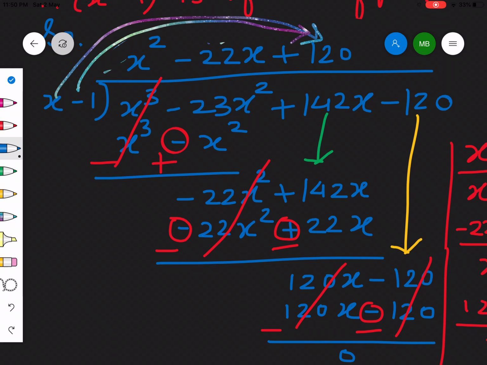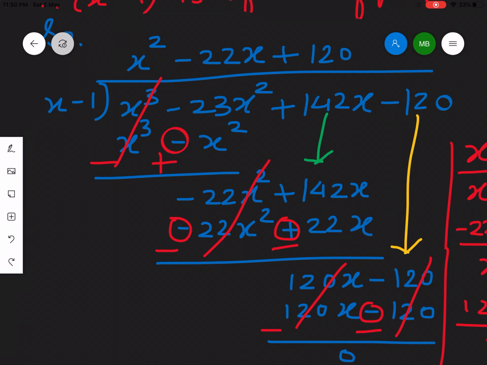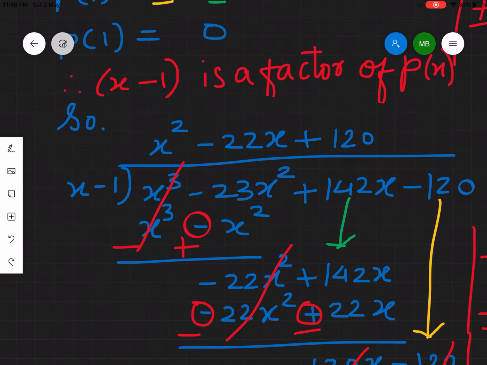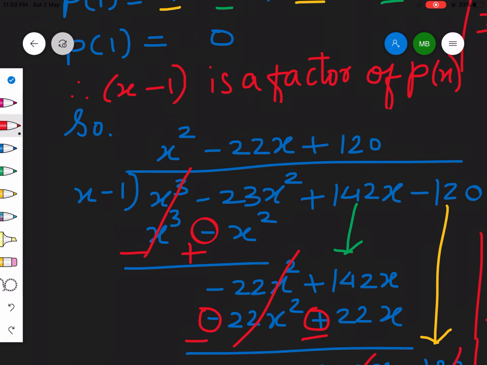0 as the remainder. See, because we have already declared that this x minus 1 is a factor of p of x, if you are not getting remainder as 0, that means you should get to know you are doing something wrong, right? I'm just erasing all these arrows, that was just for our understanding. So as long as we are getting 0 as the remainder, we can be rest assured that our work is all right.